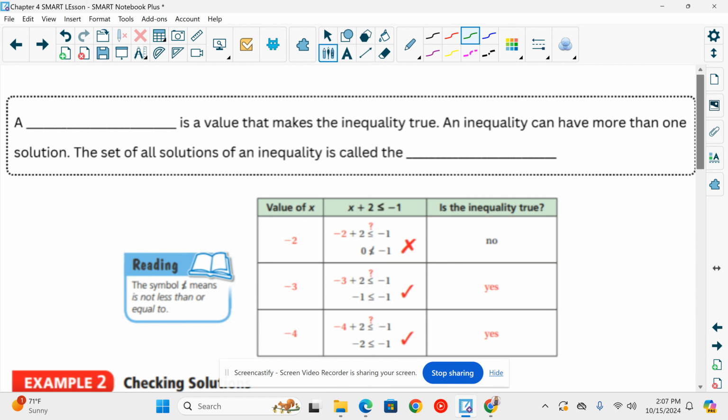Alright, so with inequalities, we have answers. We call those answers a solution. And the cool thing about an inequality is there's multiple answers. Think about x greater than 3. How many numbers are greater than 3?